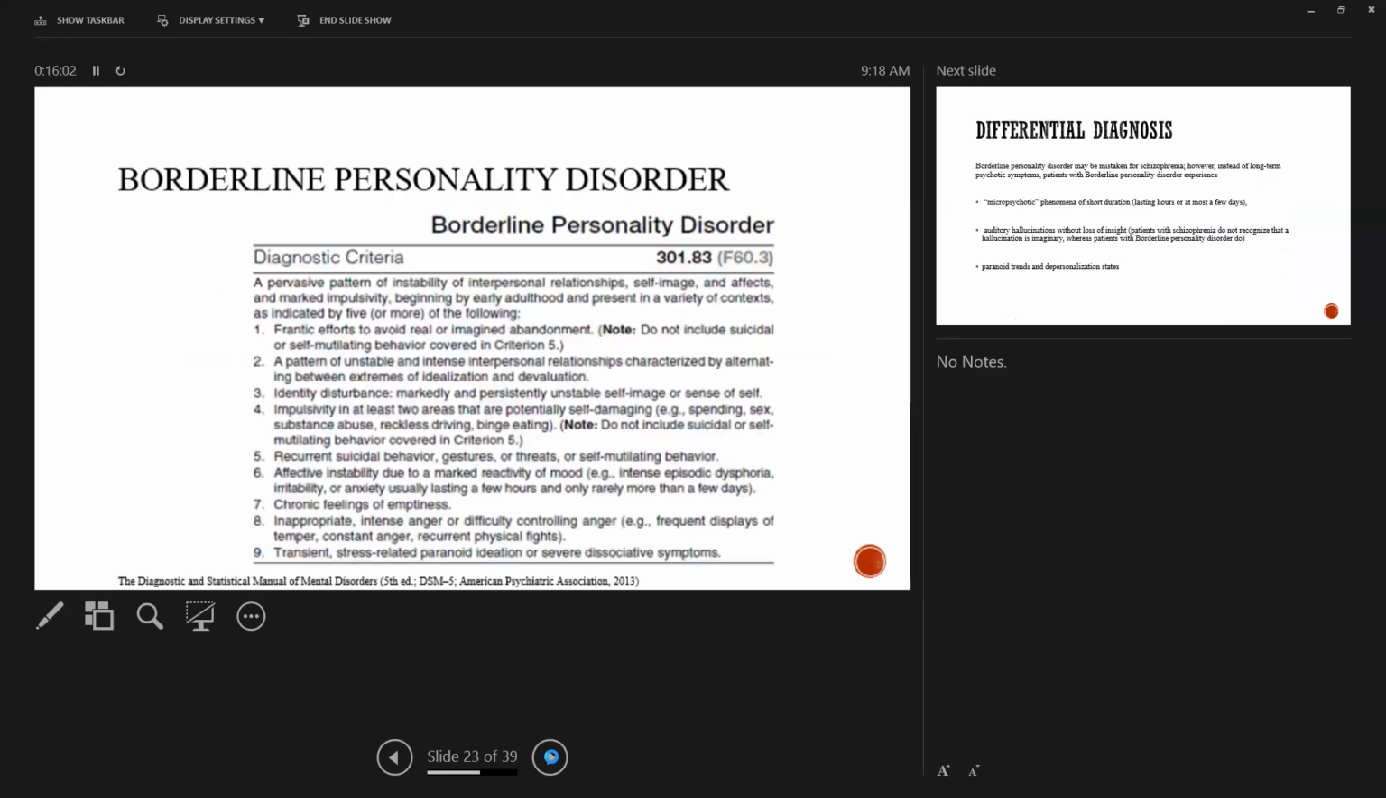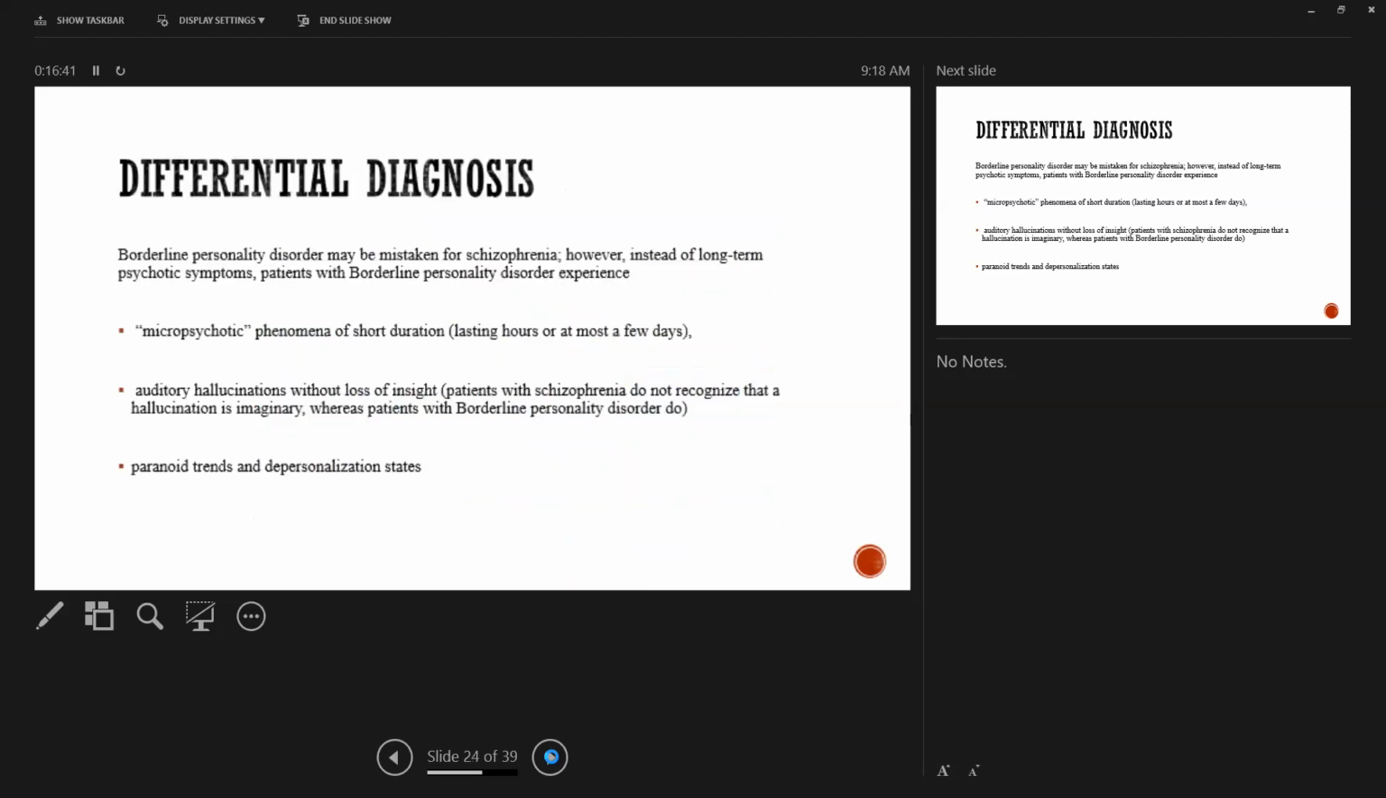Now, the first disorder in this is borderline personality disorder. Now, this patient, he or she will make frantic efforts to avoid real or imagined abandonment. There will be a pattern of unstable and intense interpersonal relationships. Identity disturbances will be present. Impulsivity will be present in at least two areas, which are potentially self-damaging. Recurrent suicidal behavior or self-mutilating behavior is present. Affective instability is present, chronic feelings of emptiness, and inappropriate, intense anger or difficulty controlling anger, and transient stress-related paranoid ideation with severe dissociative symptoms.